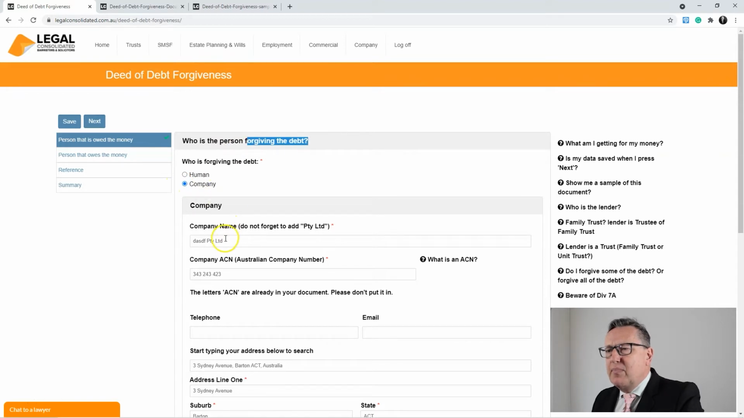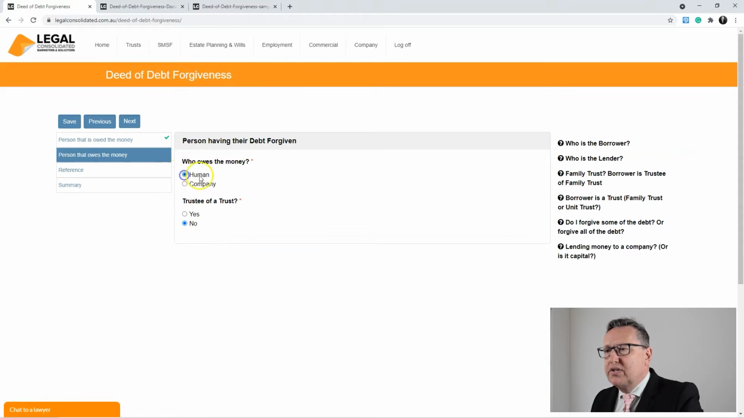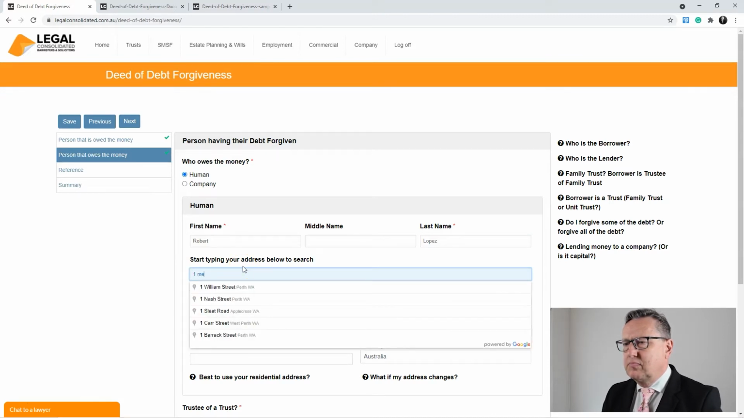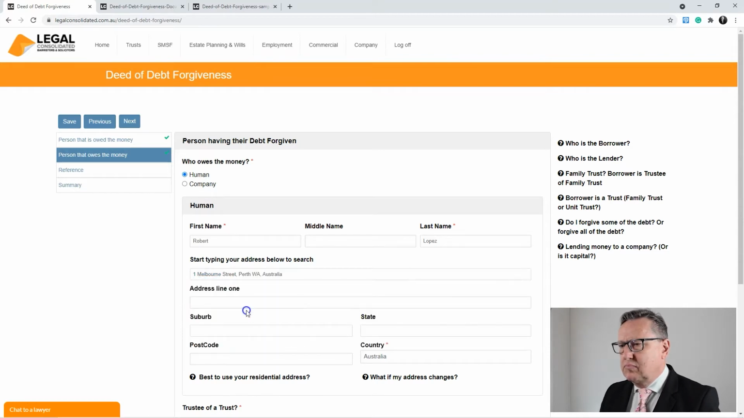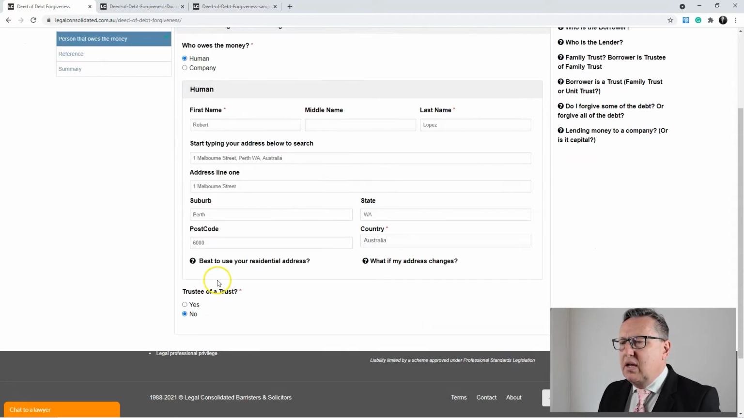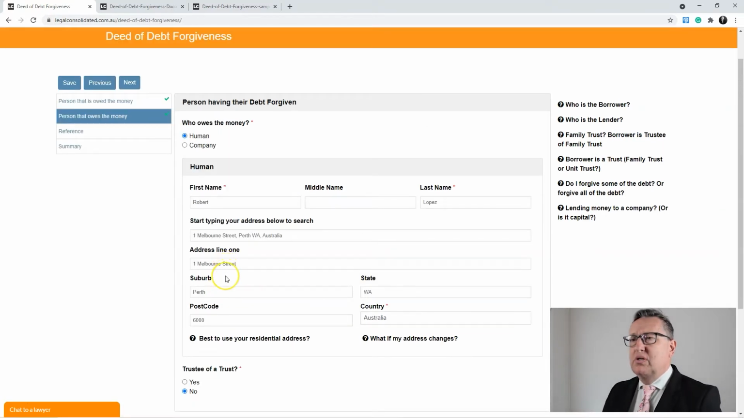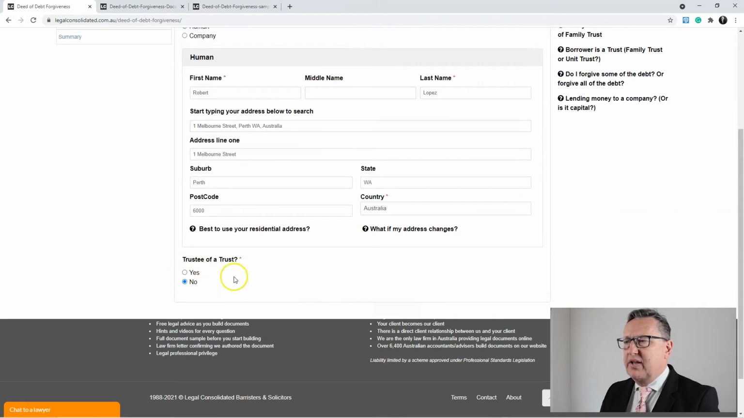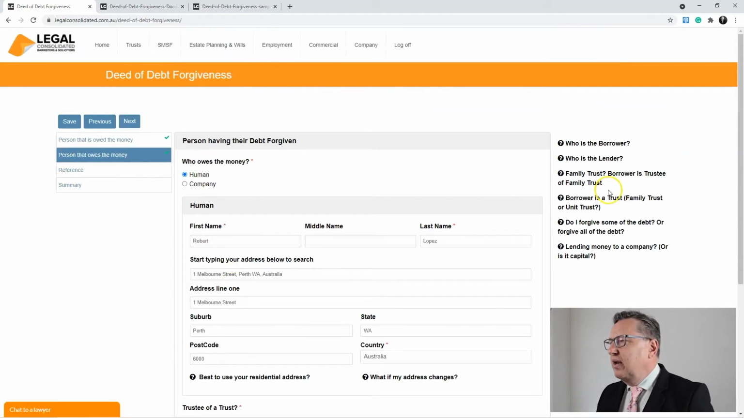So this company is owed money. Now, who owes the money is going to be, let's say, a human. So let's make it Robert Lopez. And Robert owes the money to the company, but not as a trustee of a trust, so the answer is no. Now, let's have a look at these hints.